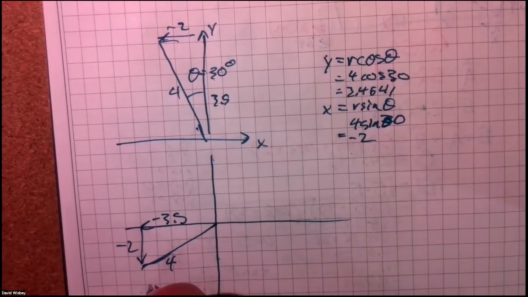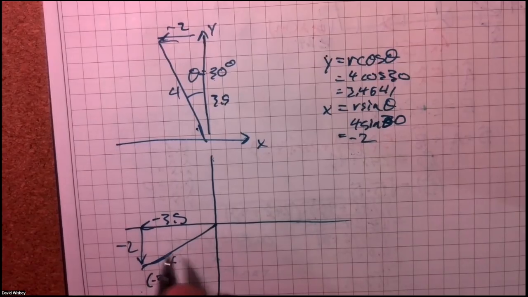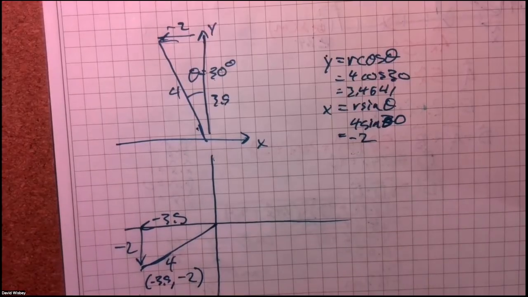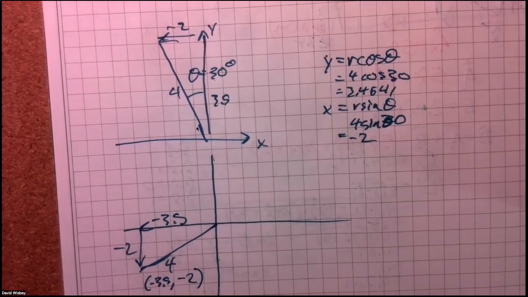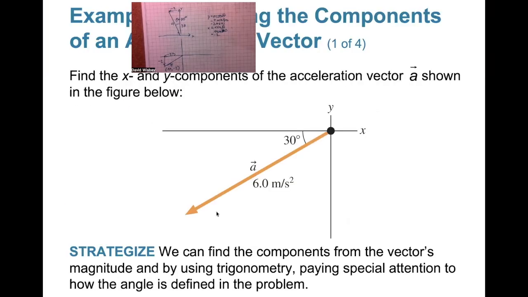So for this one, if I write it in the coordinate system, it's going to be -3.5. That's my x component, and then here I have -2. I already know the answer, and so the answer is -3.5 and -2. The correct answer is E. All right, moving on. Sweet.